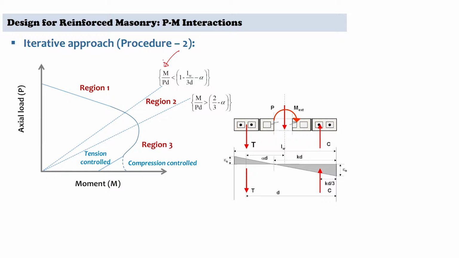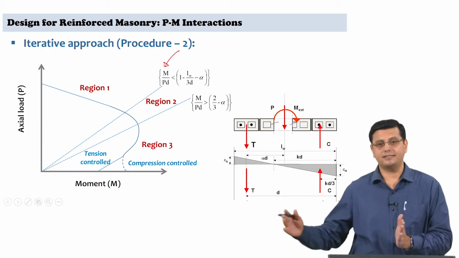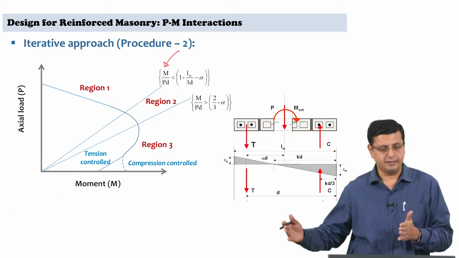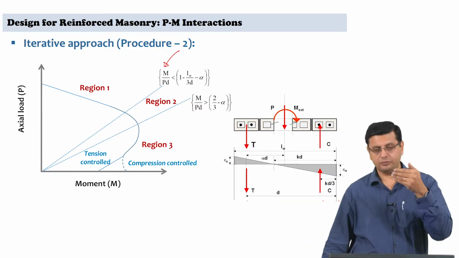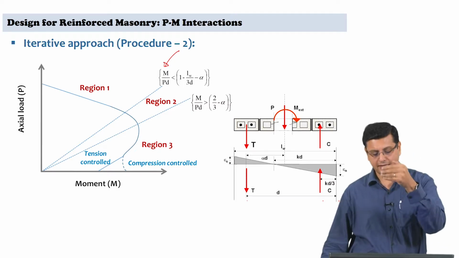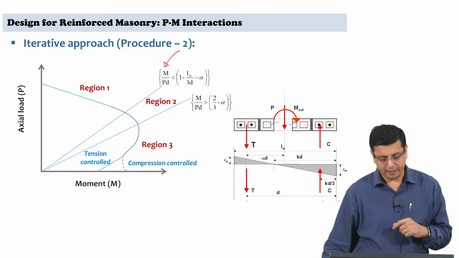So, it is nothing but the eccentricity divided by the distance from the centroid of the steel reinforcement to the edge compression fiber. So, if you see the way d is defined in the diagram, it is the centroid of the steel reinforcement where T is acting to the edge compression fiber, that is d. So, it is basically effective depth itself.